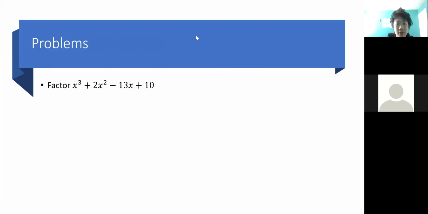Let's factor this polynomial. It's often easier to factor something with a leading coefficient of 1 because you won't really get any nasty fractions. So I'll give you 5 minutes for that one.